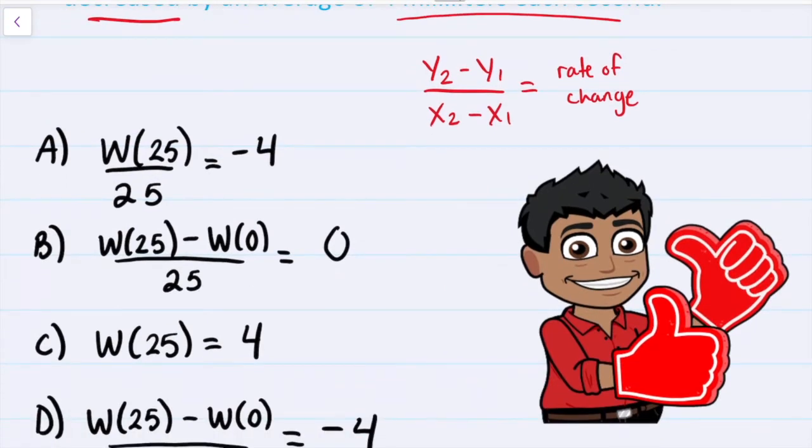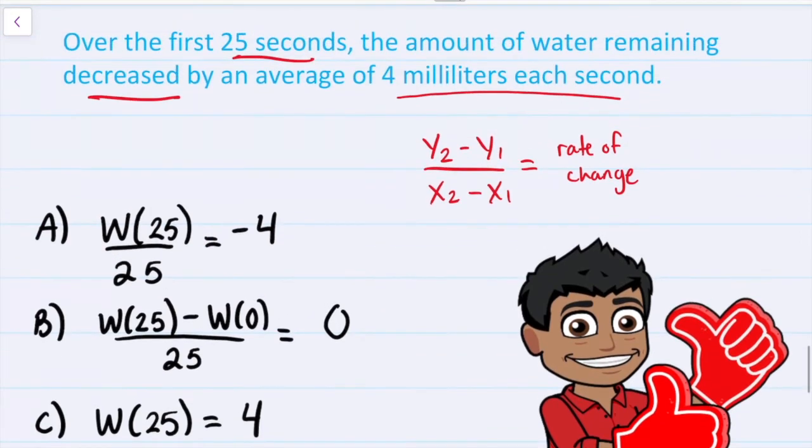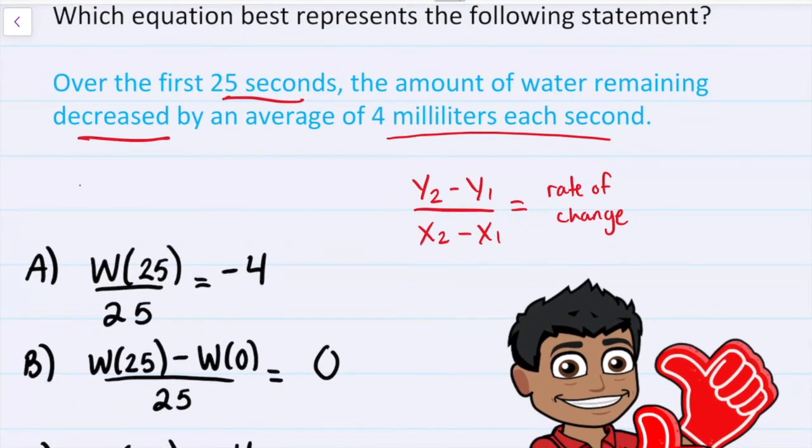Letter A, W of 25 over 25 equals -4. So let's look at this real quick. We know we have our x and our y's. And we know our x is called the input and the y is called the output. Well, we're talking about water and we're talking about time. Which one is usually always the input? Always, always, always the time. So the output is going to be the water that's left in the bucket, correct?